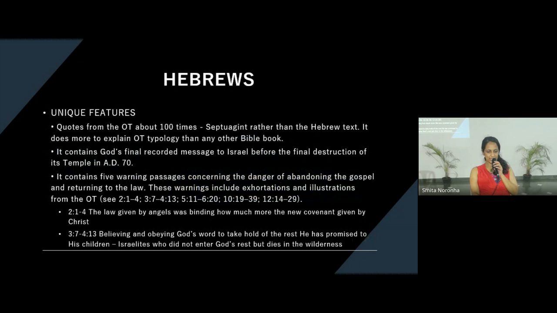Okay, so what are some unique features of this book? It quotes about 100 times from the Old Testament. So we see that the Old Testament is very, very central to this book. And it quotes from the Septuagint. So the Septuagint was the Greek translation of the Old Testament. So it's quoting from the Septuagint.